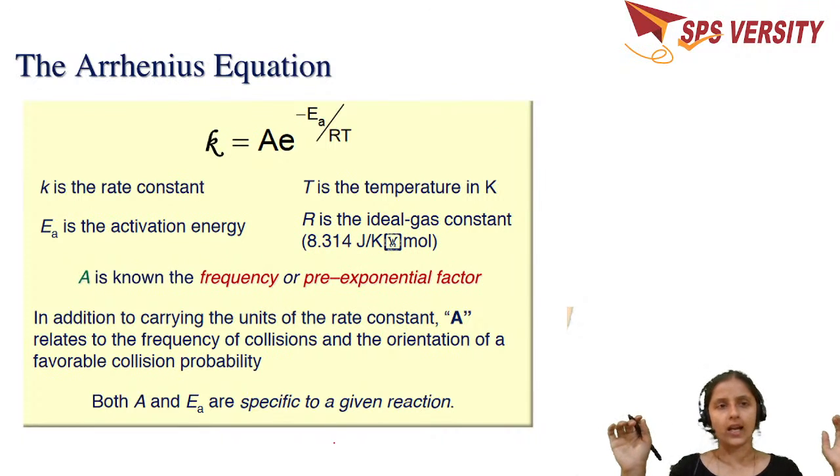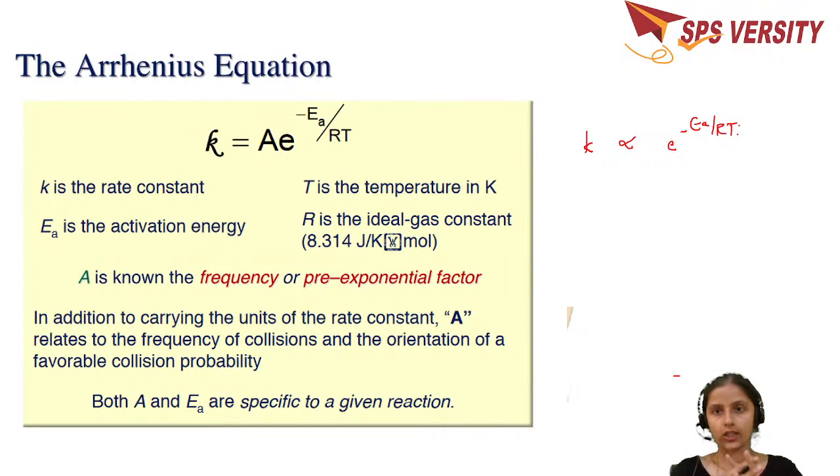Then this is the Arrhenius equation, which relates rate with the activation energy, where K is the rate constant. The rate constant of any reaction is directly proportional to the fraction of molecules which have activation energy or more than the activation energy. So the more molecules that possess the activation energy, the more will be the rate.